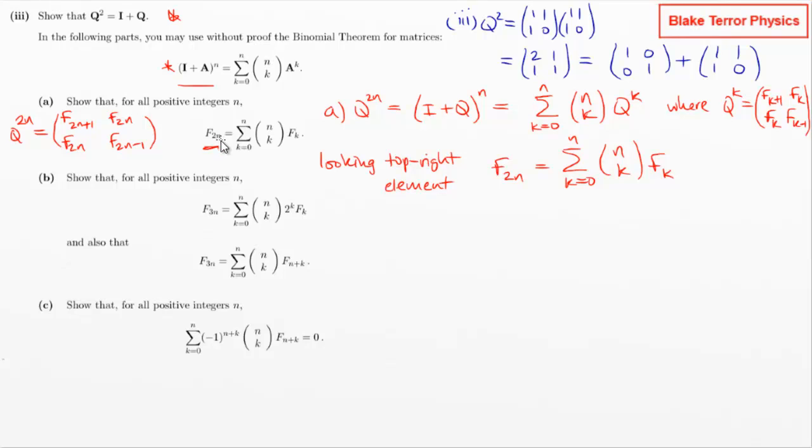So is that it? Yeah, that is definitely it. Okay, right, that was sneaky. That was sneaky. Right, B then. So show for all positive integers n, f3n, and oh, F3n again, right, okay.